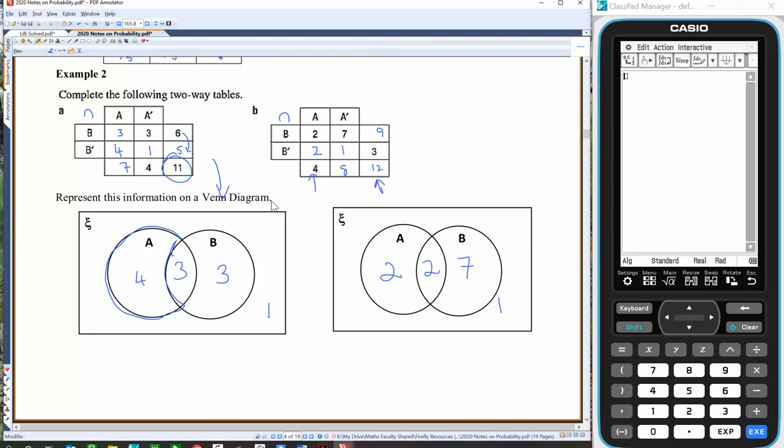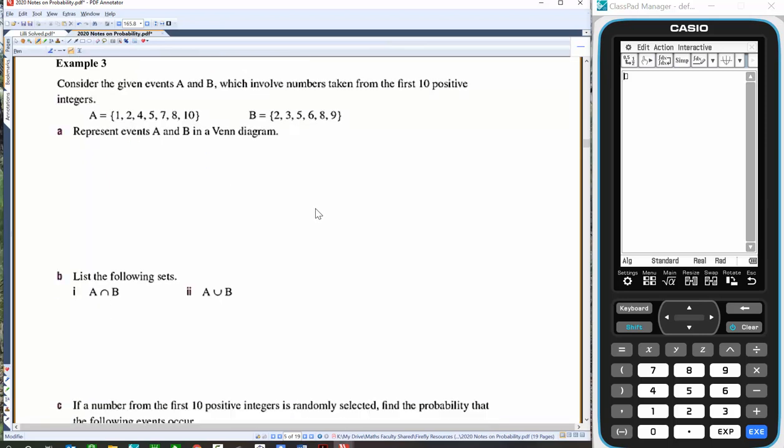I tend to find some students favour two-way tables, some students favour Venn diagrams, some teachers favour one over the other. But it's about being able to use both of them because certain questions lend themselves to certain diagrams. All right, let's have a look at this problem here.